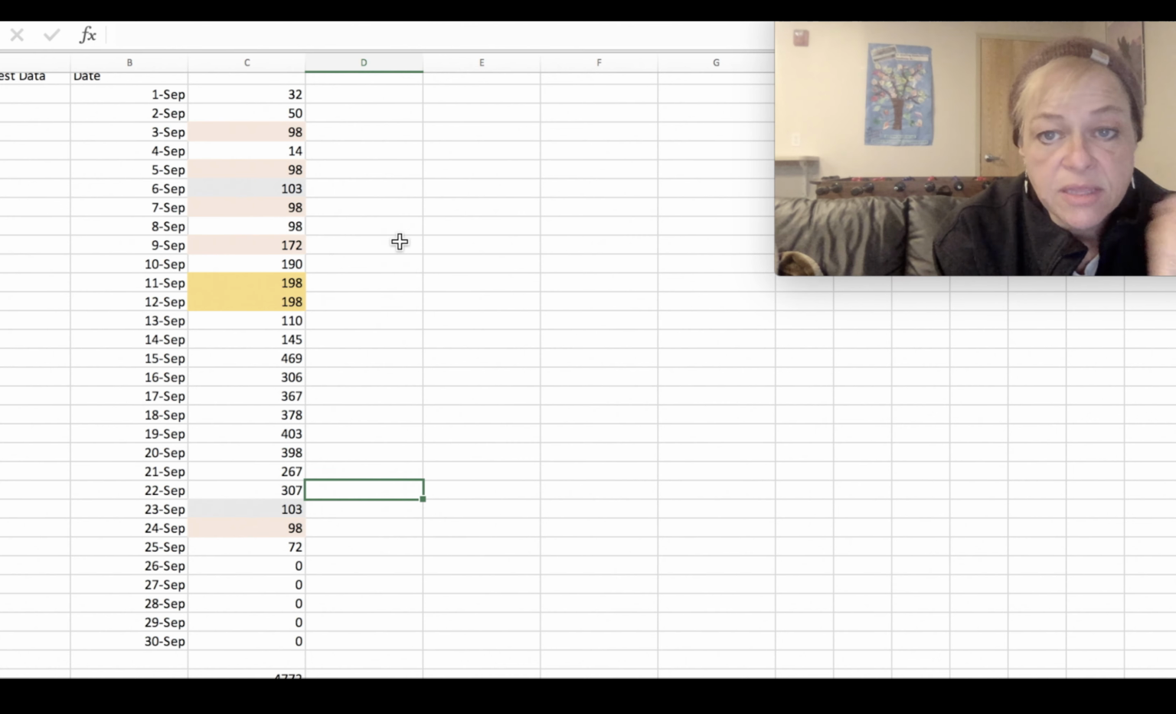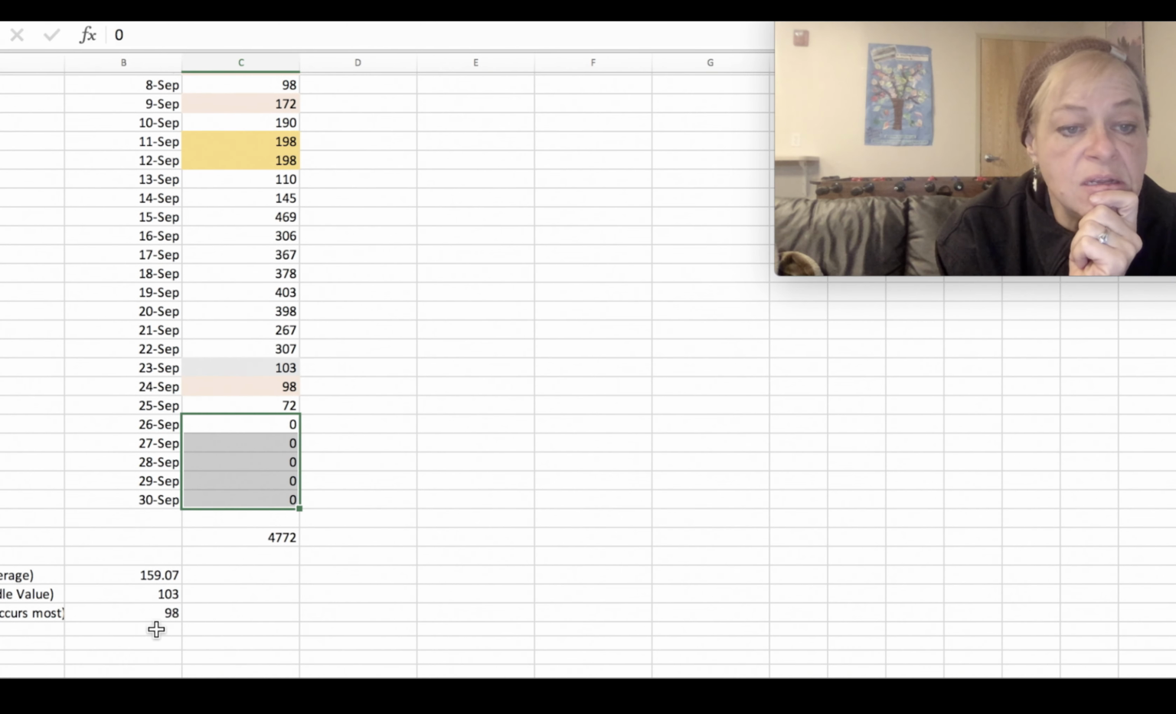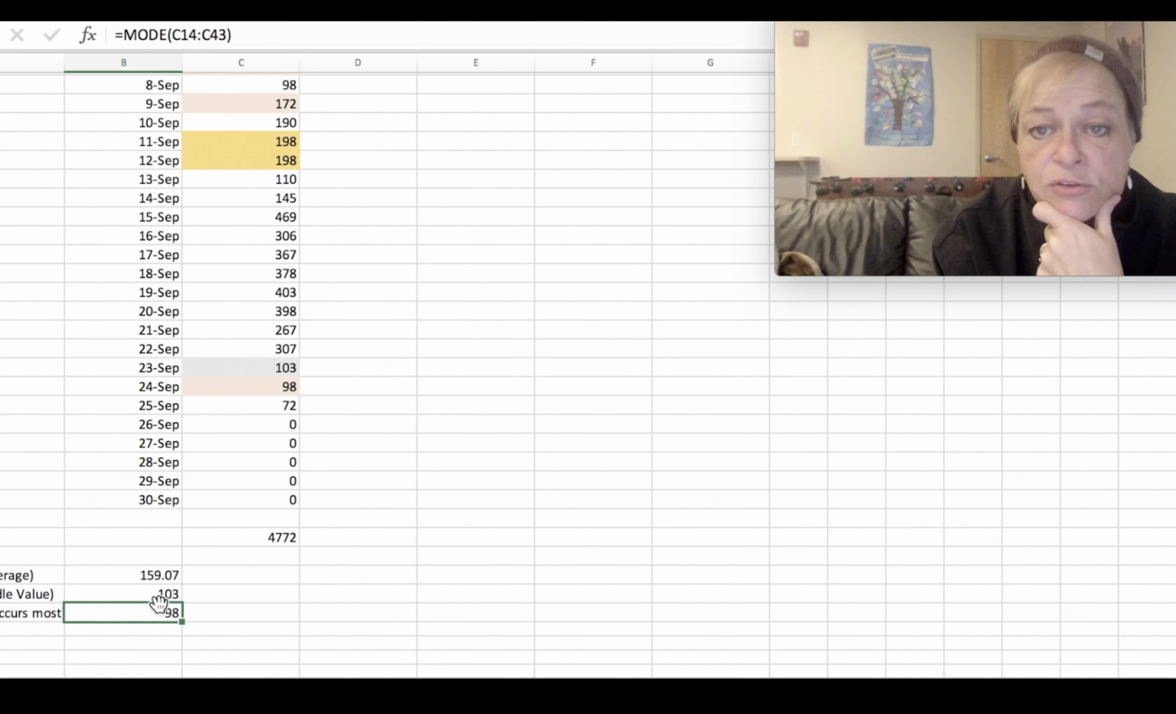It looks like, though, in this set of data, 98 moose harvested in a day occurs more frequently than any of the other numbers. Our mode, I have to scroll down here, or the number that occurs the most is 98. That is how you find the mode.